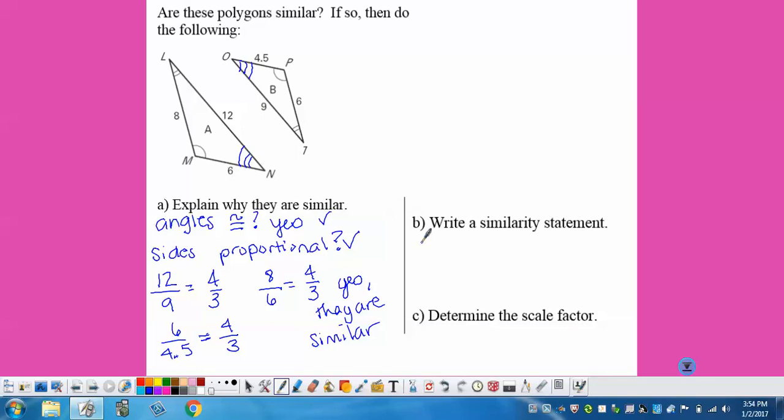So let's write a similarity statement. Triangle, I'm going to just go in alphabetical order, LMN, similar to L to M, went from the angle with 2 marks to the angle with 1. So from 2 marks to 1 mark would be T to P. And then that leaves O. And then finally determine the scale factor. Well, we already did that when we were checking the ratios. So the scale factor is 4 to 3. I forgot my triangle symbol up here.